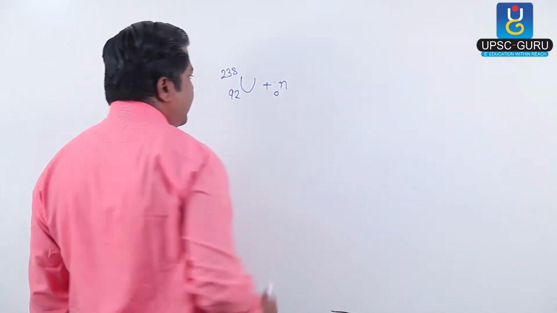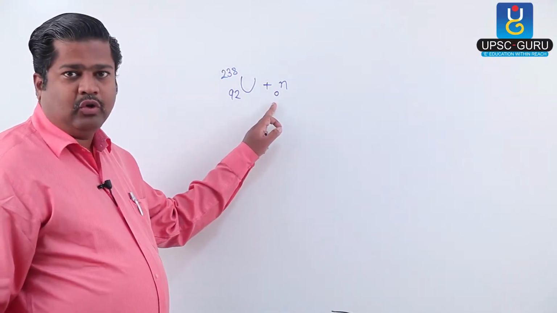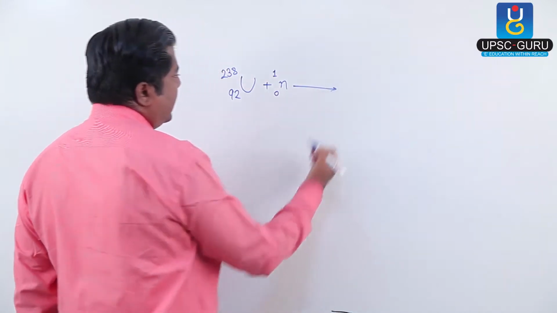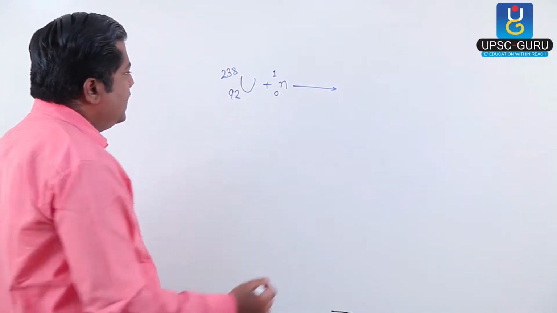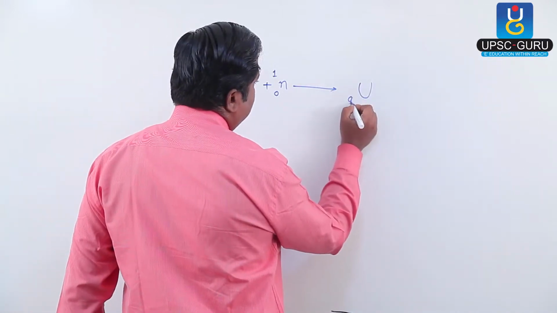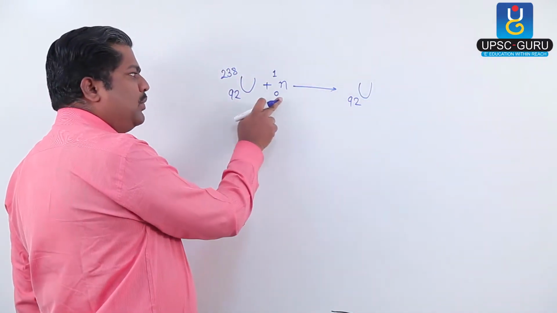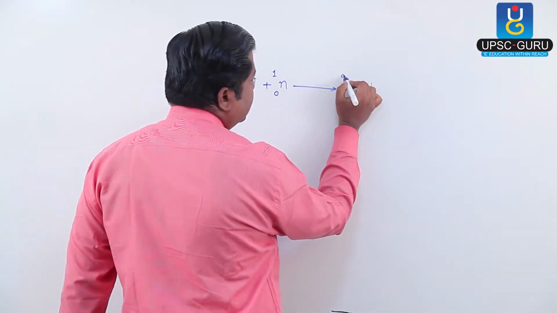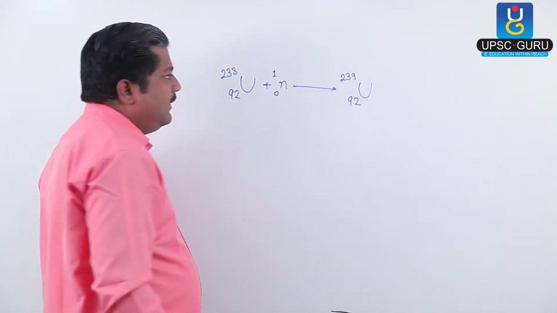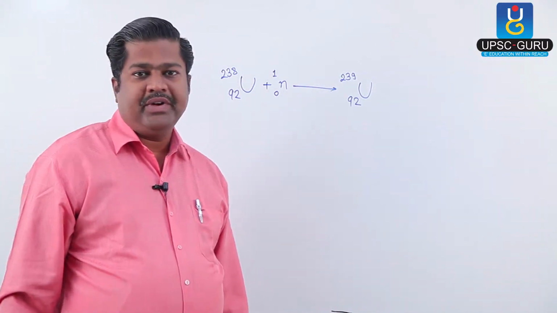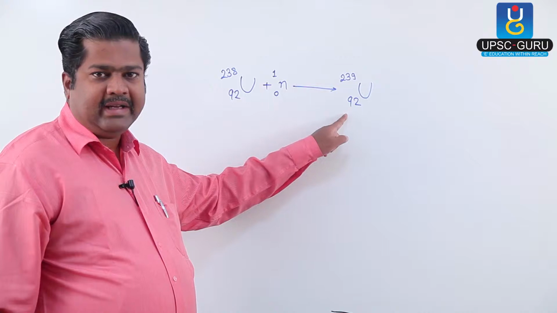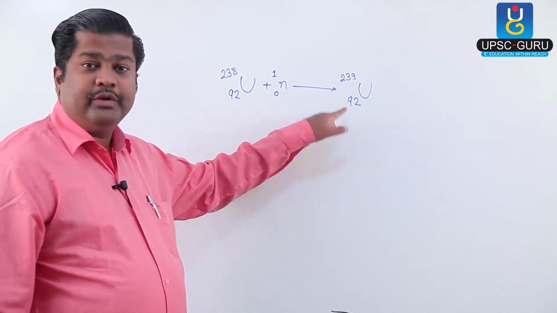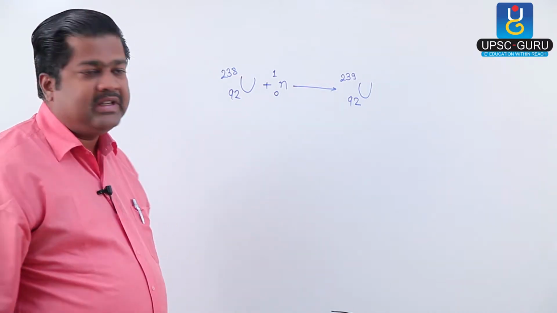Now neutron is represented this way, 0, because there are no protons, and 1. On bombardment of this neutron over uranium, we get uranium with atomic number 92 plus 0, so 92, whereas mass number 238 plus 1, so 239. That's why in the previous lecture we discussed this is a synthetically prepared isotope. Uranium 92 is already there, but we converted it into a new isotope, uranium 239.